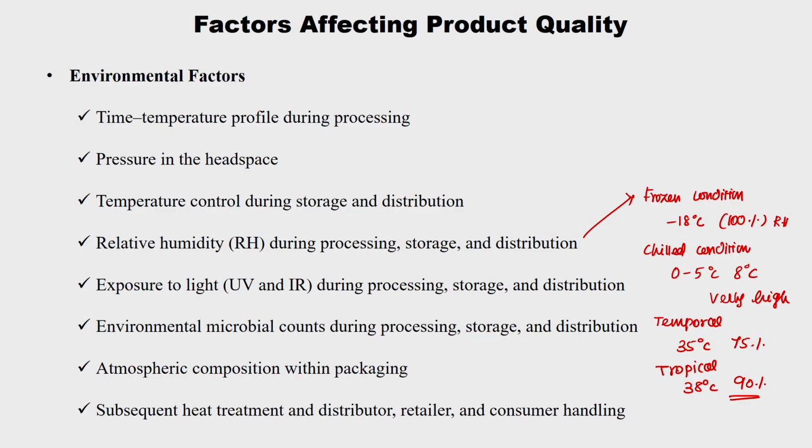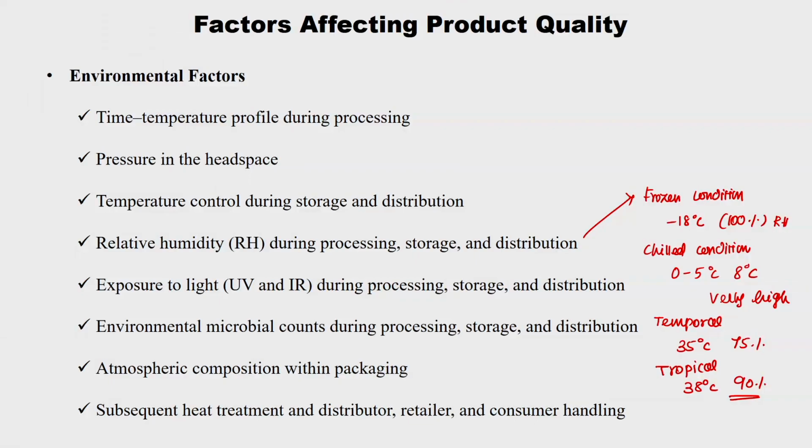And exposure to the light during processing, storage and distribution. This also we have seen, and there are certain food packaging considerations which take care of this IR permeability, UV permeability, whether my product deteriorates during those conditions or not. And environmental microbial counts during processing, storage and distribution. Though we have given enough thermal treatment, after the treatment, how the product is distributed or stored, based on that there may be some contamination, so that also affects the product quality.